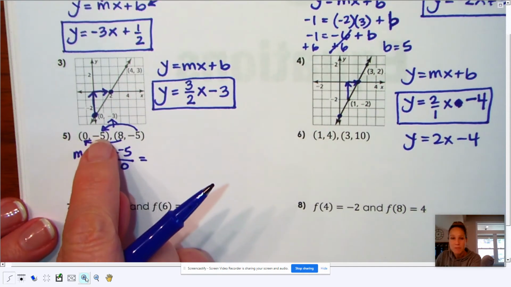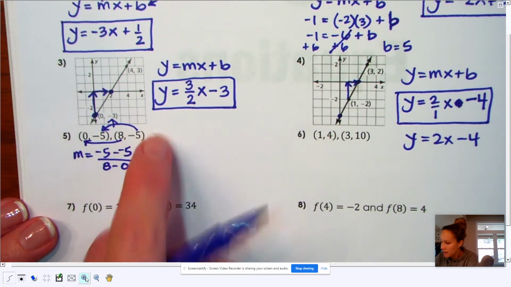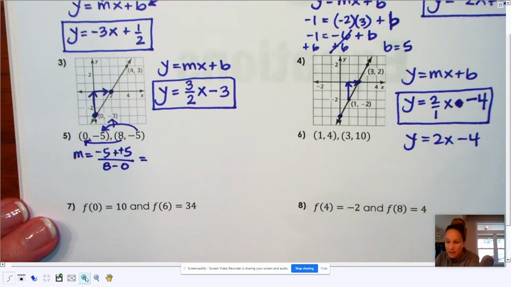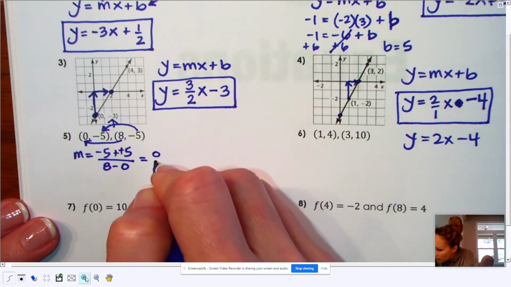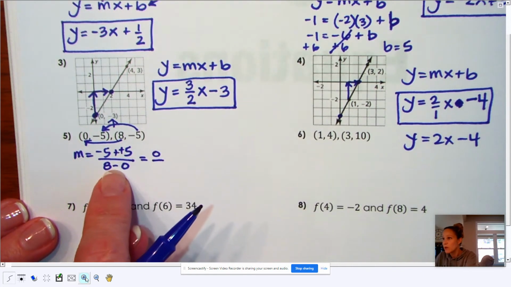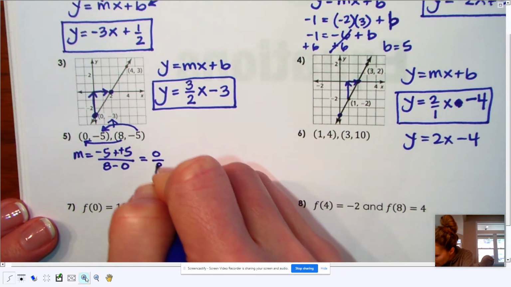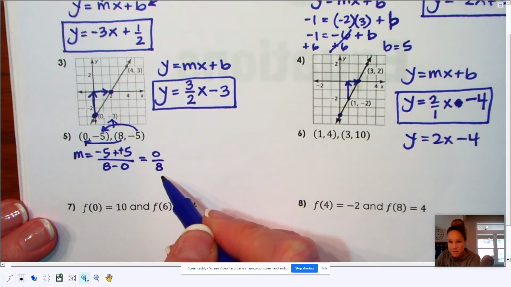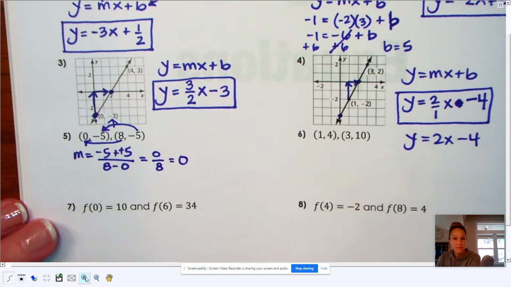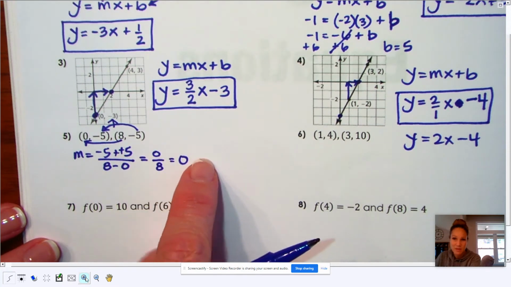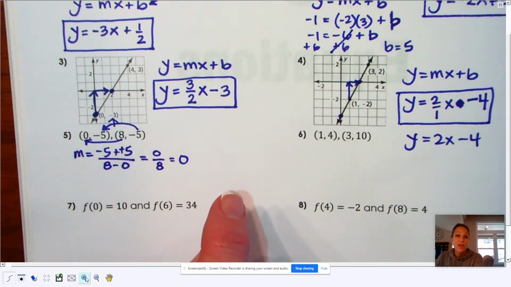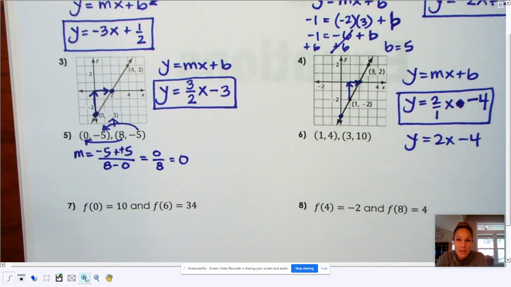You can also say from -5 to -5, how much did it go up by? Well, it went up by 0. Okay, and remember, if we're subtracting a negative, that's the same thing as adding. And then 8 minus 0 is 8. Well, if I have 0/8, I have nothing. If I cut a pizza into 8 slices and I have 0 of those slices, I have 0 pizza. And you're very sad.